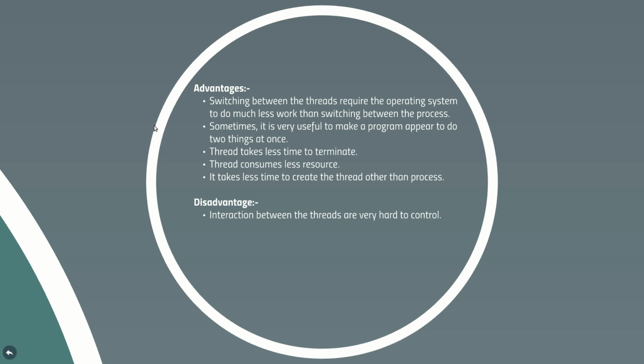These are the advantages. The disadvantage is that interaction between threads is very hard to control. Suppose in a main program you have multiple threads, where one thread is writing the data and another thread is reading the data. If there is some clash between them, you need to use synchronization techniques, and you need to control it very properly. What thread synchronization is and how we can use it, we will go deep into in later sessions.